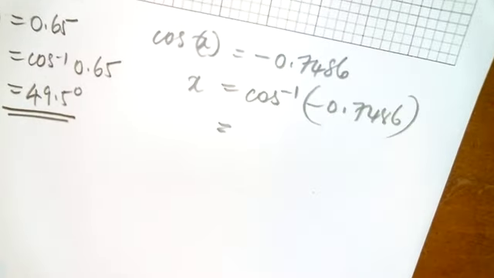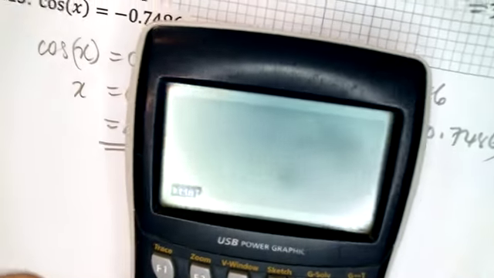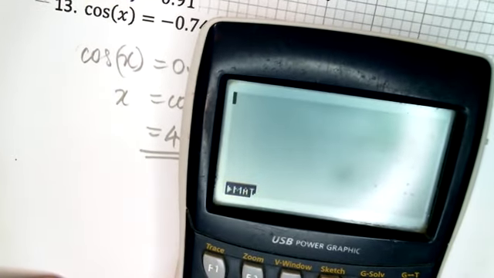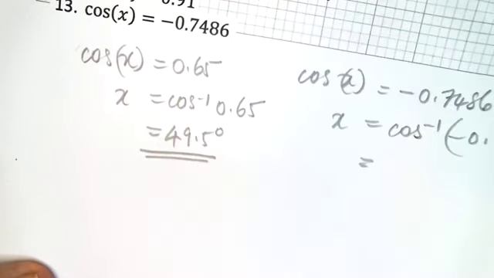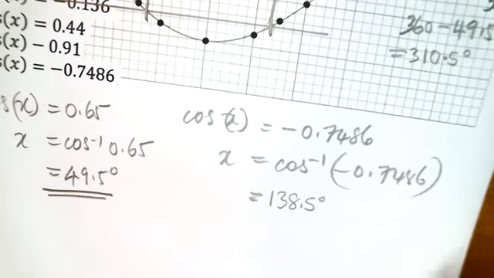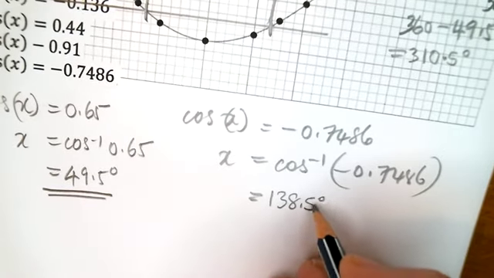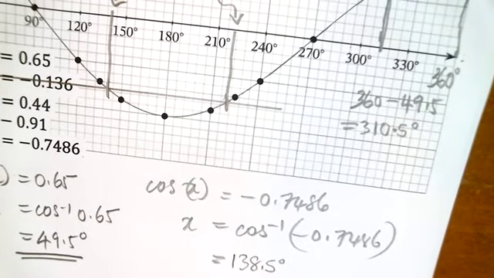Pop that in brackets. Don't need to, because the calculator doesn't mind, but I think your teachers probably would mind. So let's go ahead and find that now. So we've got the arc cos of negative 0.7486. And we get 138 point, and I'm going to call that 0.5, rounding up. So 138.5 degrees. Notice there's no space in between the 5 and the degree when we use degrees as a unit, whereas if it was meters or kilograms or whatever, we would have a space there.